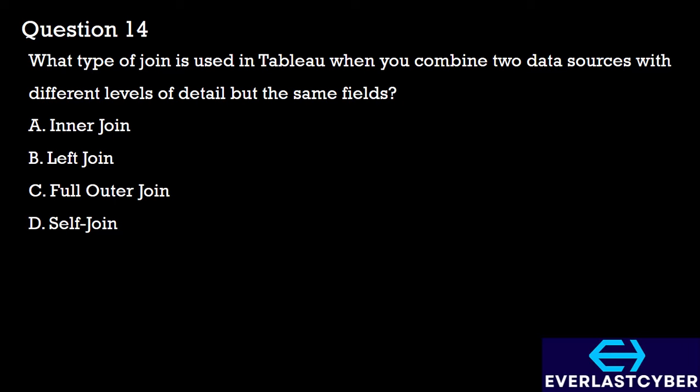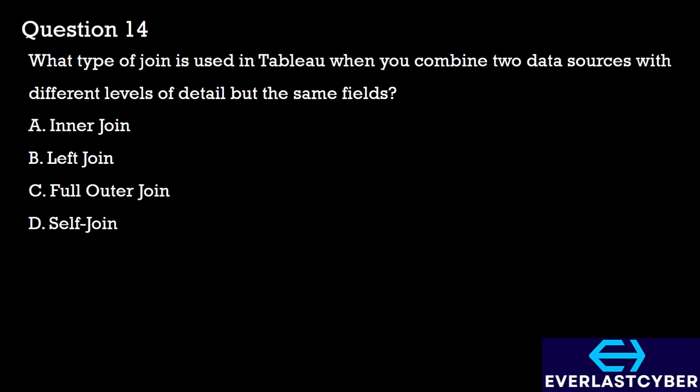In option C, a full outer join includes all rows from both data sources, matching where possible and filling with nulls where there is no match. While this might seem useful, it is not as efficient when you want to prioritize the left data source and only pull in matching data from the right source. In option D, a self join is used when joining a table to itself, and this is not applicable in the scenario we have here.